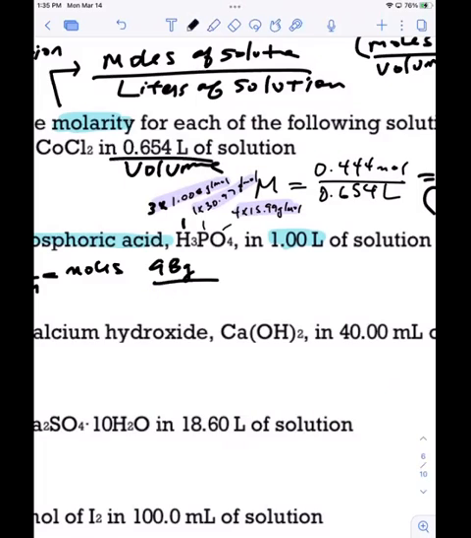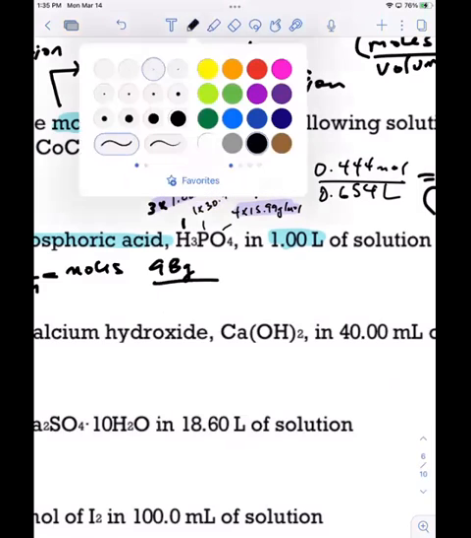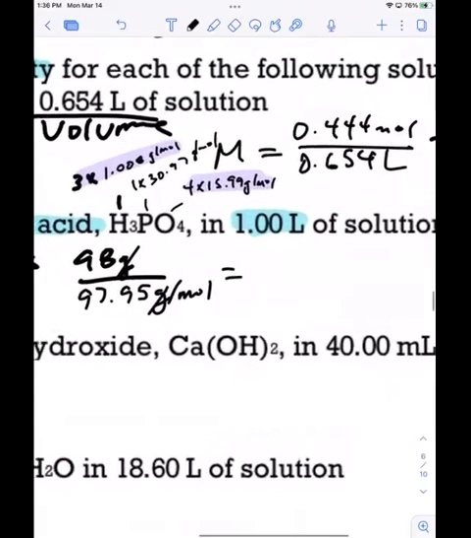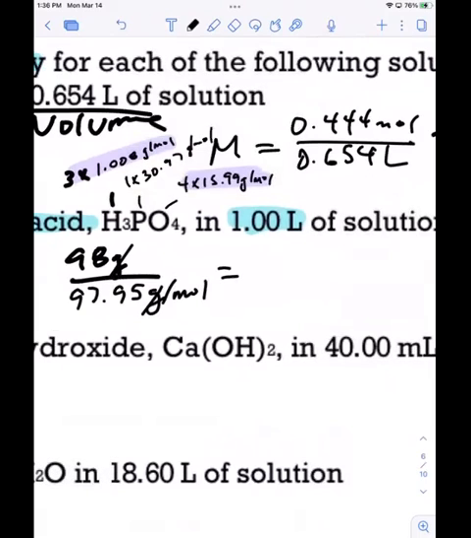We got 97.95. So 98. Okay, good. We're going to keep that more precise number, 97.95 grams per mole. So the grams are going to cancel. I'm going to be left with moles. You can see that that's going to be roughly 1 mole. Top number is 98. Bottom number is basically the same as the top number. What do we got? 0.99999 moles, something like that, or 1.0000 something moles.